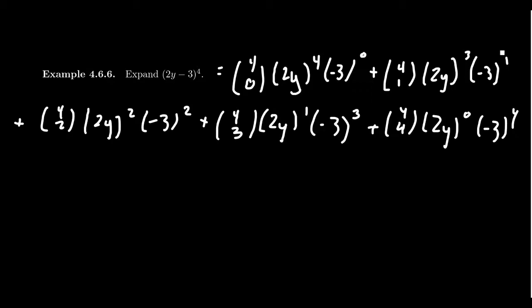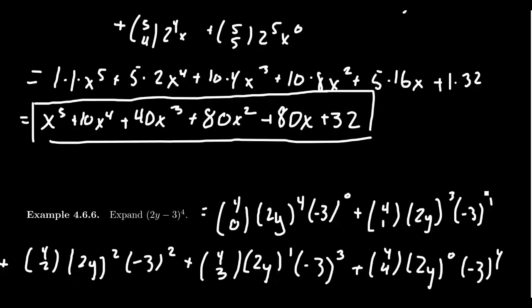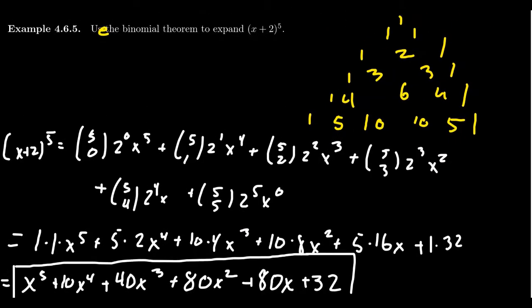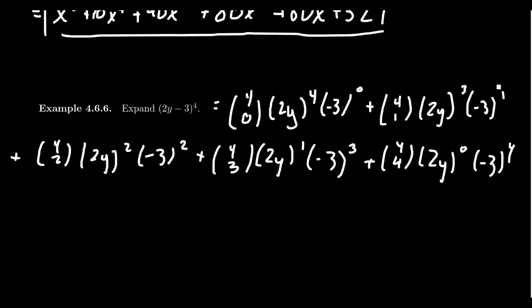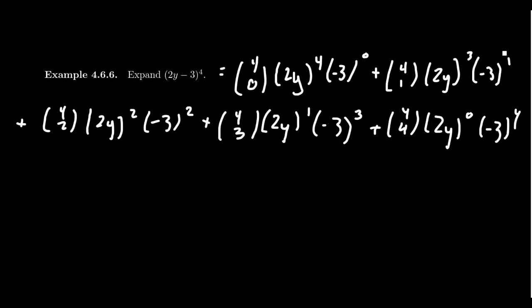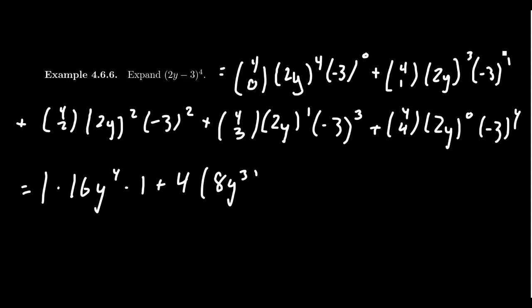So for the binomial coefficients, we can compute them using factorials, or we can use Pascal's triangle that's right here. The 4th row looks like 1, 4, 6, 4, 1. So we'll just remember those numbers. And so we end up with 1 times 2 to the 4th is 16, 16y to the 4th, and then we times that by negative 3 to the 0, that's a 1. Then the next one, the binomial coefficient was a 4. We're going to get 2 cubed, which is 8y cubed, times negative 3 to the 1st, which is negative 3.